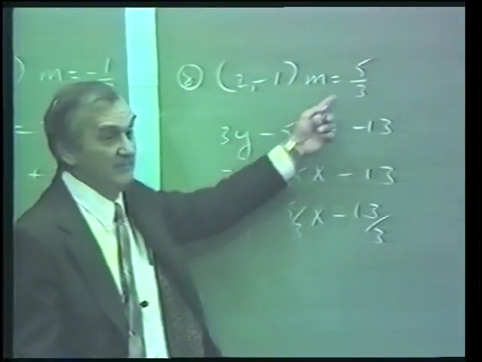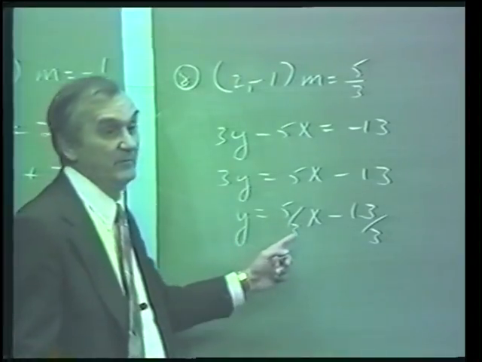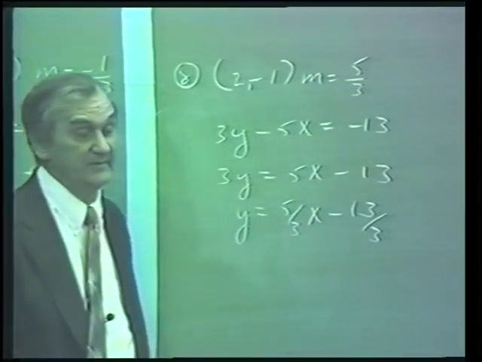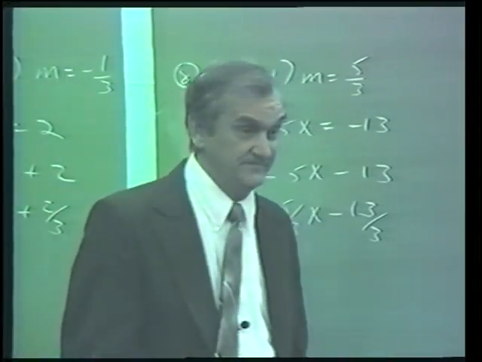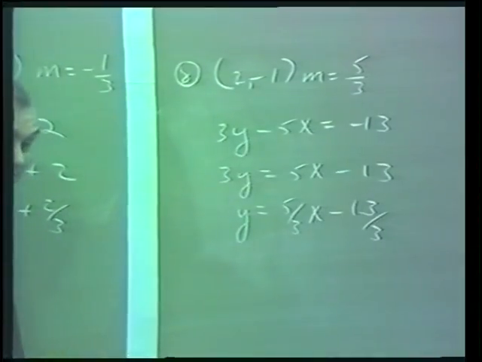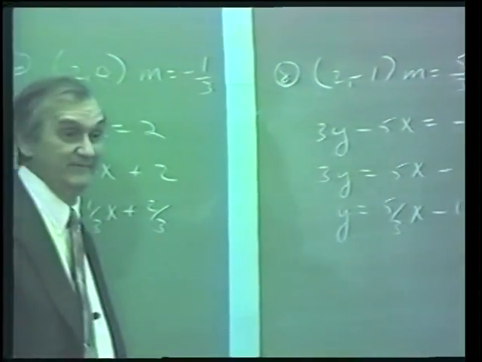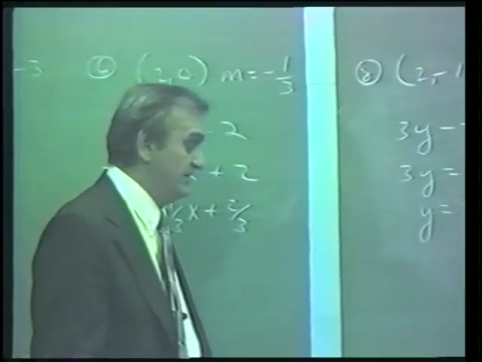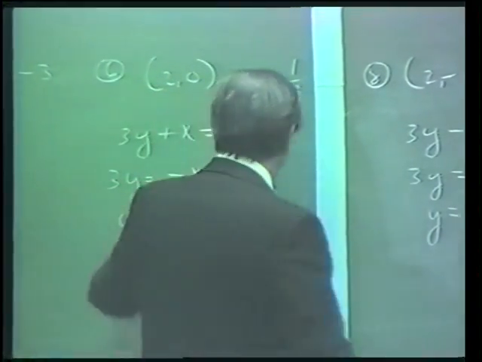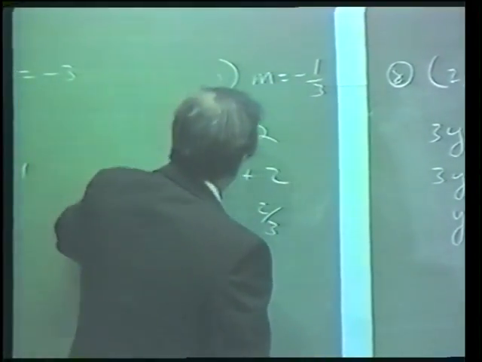Likewise here, the given slope was 5/3. When we solve this equation for y, the coefficient of x is 5/3. So anytime you have a linear equation and you want to find the slope of that line, just solve it for y. Once you have it solved for y, the coefficient of x is the slope of the line.